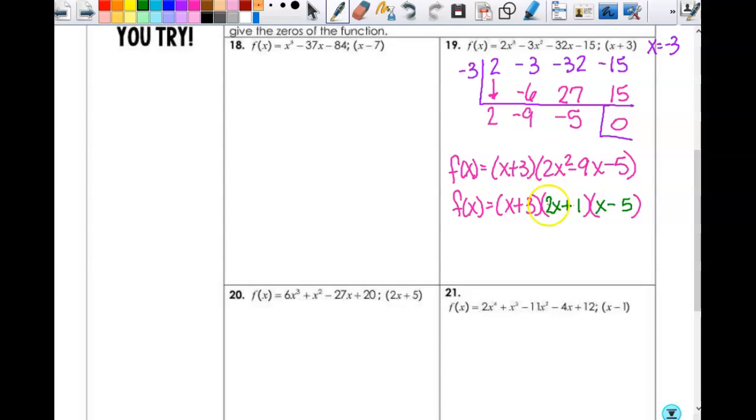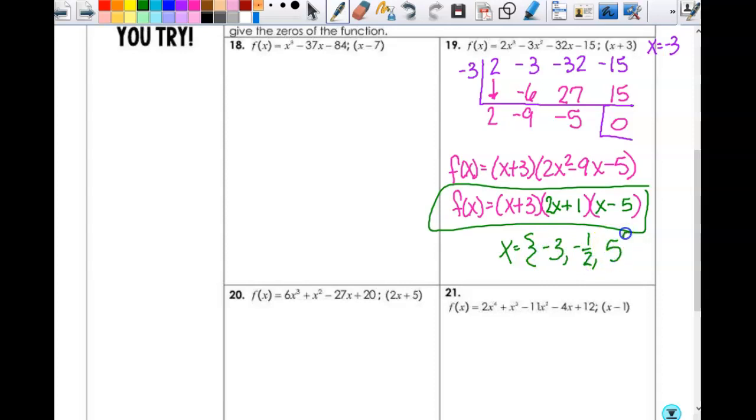But then always check: 2 times x is 2x squared, 1 times negative 5 is negative 5, and then you get positive 1 and negative 10, okay? So there's that. Then x equals, what's your smallest? Negative 3, then negative 1/2, then 5, okay?